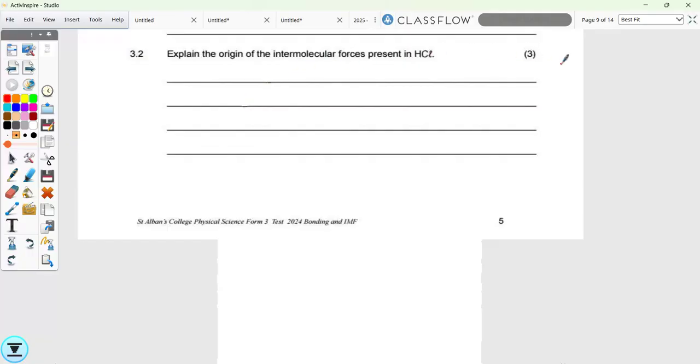Okay, guys, this question is insanely important. You are going to get one of the three tomorrow, on Thursday. So this one is: explain the origin of the IMF in HCl. Firstly, you need to know what the IMF is in HCl.